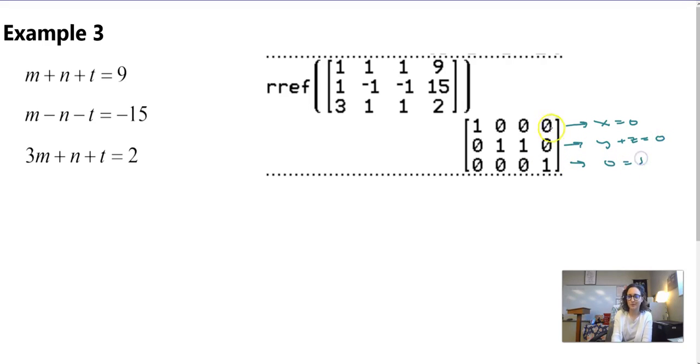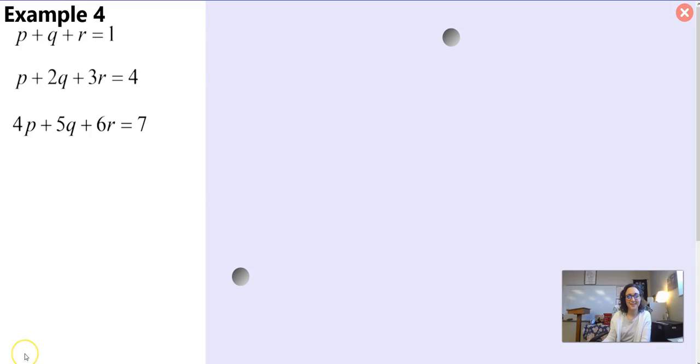0 equals 1, right? Because here's my augmentation. Is this a true statement? This is not a true statement, so this is no solution, right? As soon as you get a false statement, there's no solution, and we're done. All right, try this one, hit continue when you're ready to continue.